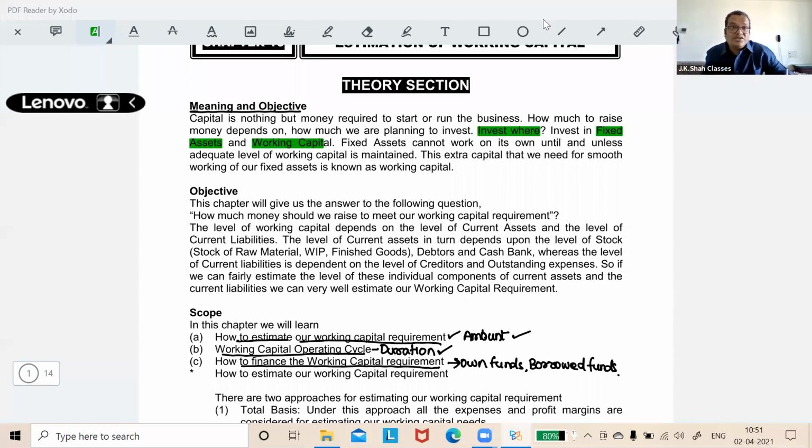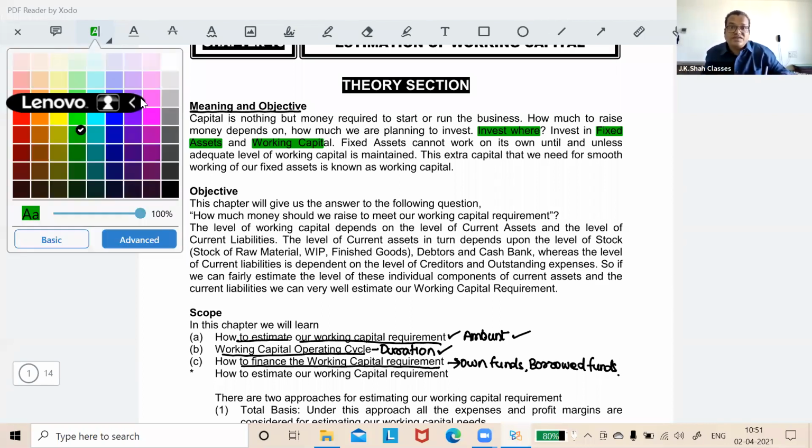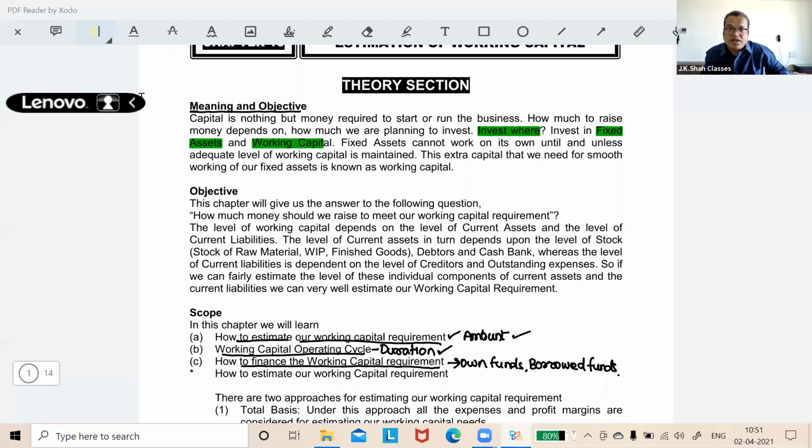See, the statement is also important that fixed assets cannot work on their own until and unless an adequate level of working capital is maintained. So this is what we discussed. The extra money you need for the day-to-day smooth functioning of your business is called working capital. So we finalized, okay, fine. We are going to do estimation of working capital.